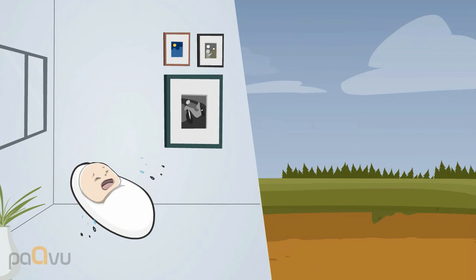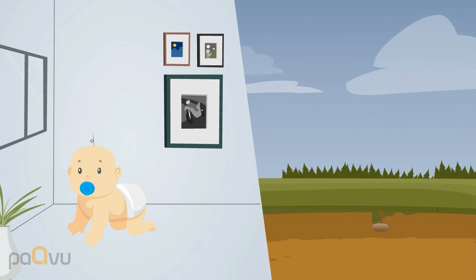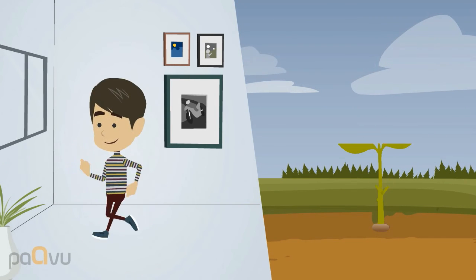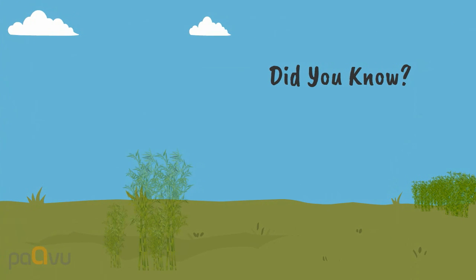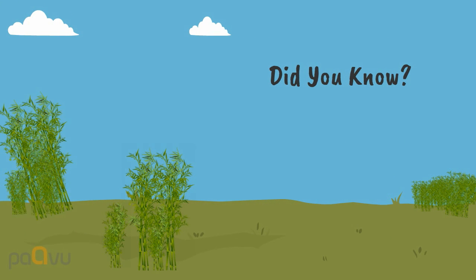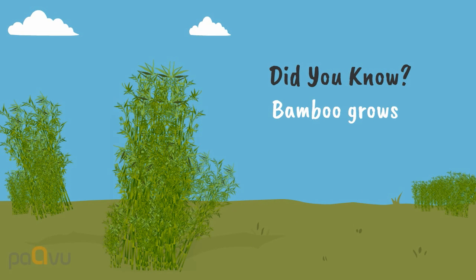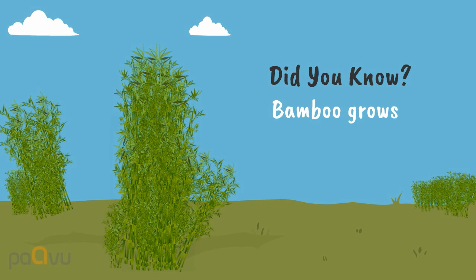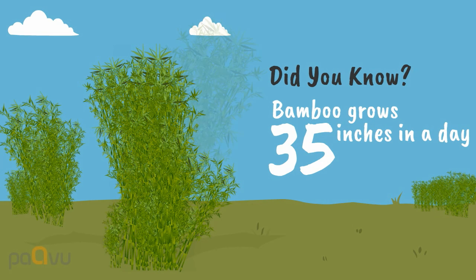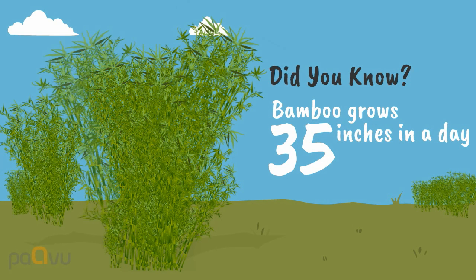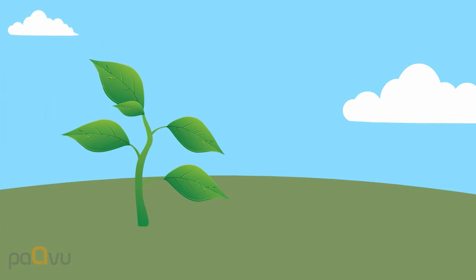Hi friends! Just like animals, plants also require energy to grow and bloom. Do you know that bamboo is the fastest growing woody plant? It can grow 35 inches in a day. Yes, 35 inches in a day. Imagine the kind of energy it needs. Do you know how plants produce energy?